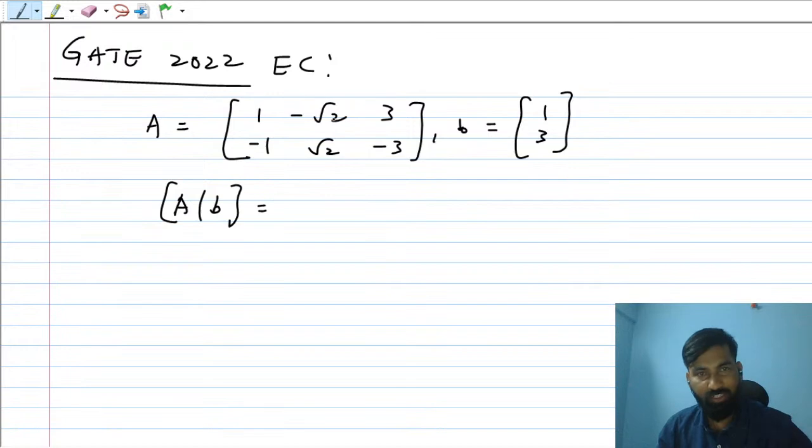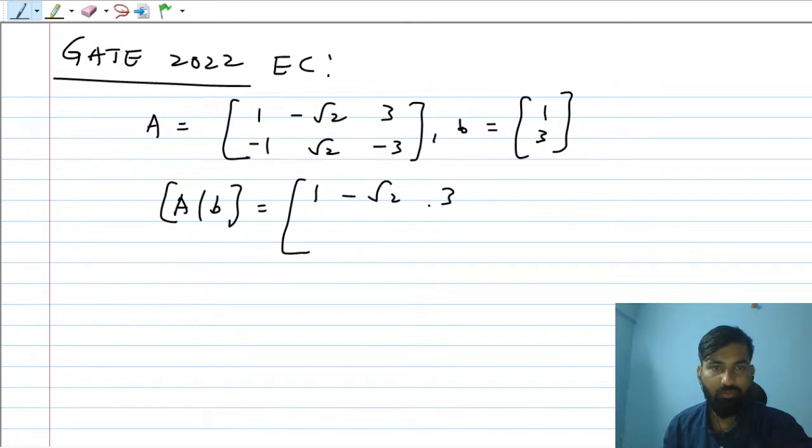And simply by looking at these entries, you can also claim that if you add these two rows, then one row will be completely eliminated, right? So I mean for a matrix. But let me augment here. So 1, minus 2, 3, minus 1, root 2, minus 3, and this is 1, 3.